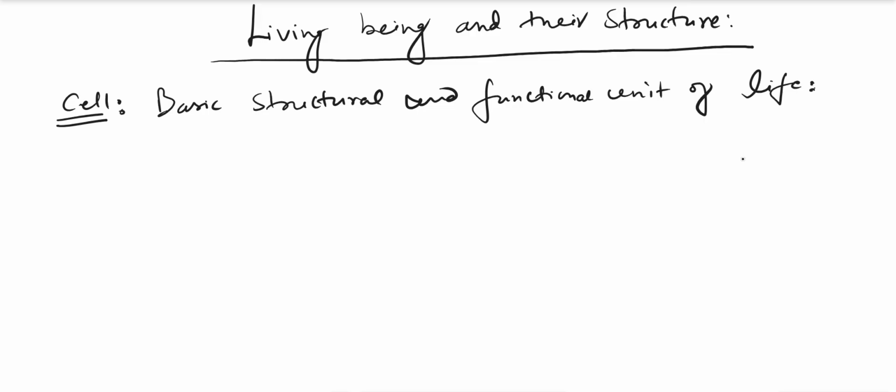Why is it a structural unit? Because all the body parts are made up of cells. And why is it functional? Because all the body functions are performed by the cell first of all. That's why it is known as the basic structural and functional unit of life.